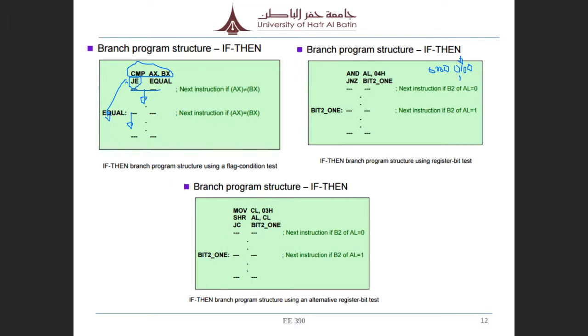Then we use jump not 0. If this one is not 0, it will come to this line. If it is 0, then it will go to the next line. So the next instruction executes if b2 of AL equals 0. If b2 of AL is 1, then it will jump here. This is also a kind of if-then structure.